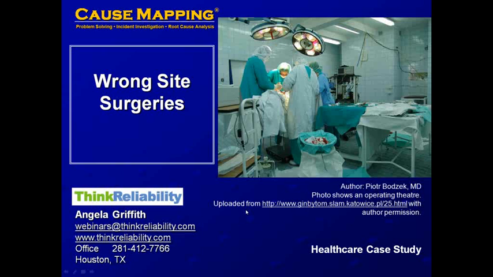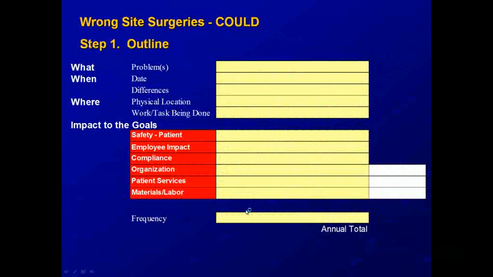This video is a healthcare case study of wrong site surgeries. We begin with a could cause map, or a proactive map that will address the causes that could result in wrong site surgeries. We begin with step 1, the outline.